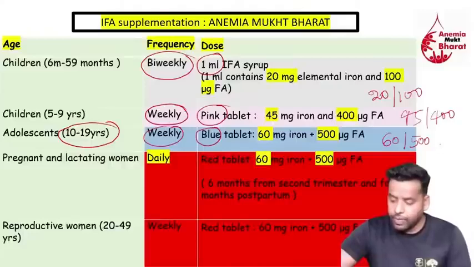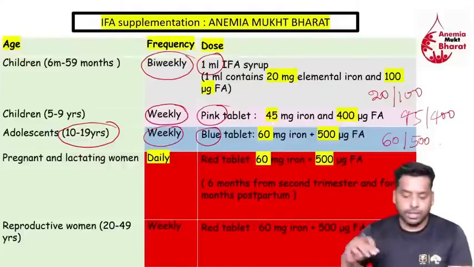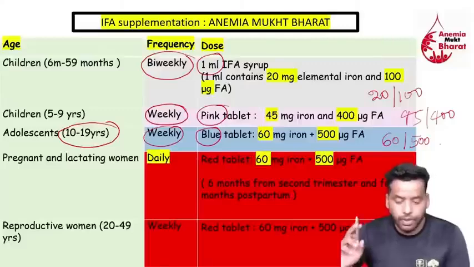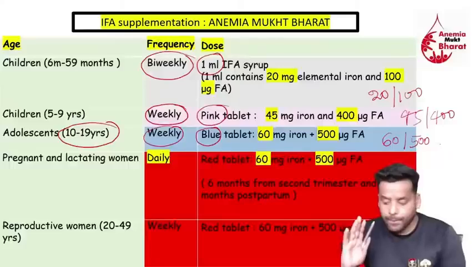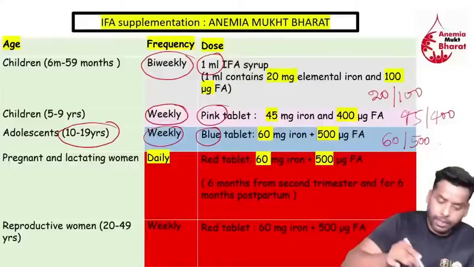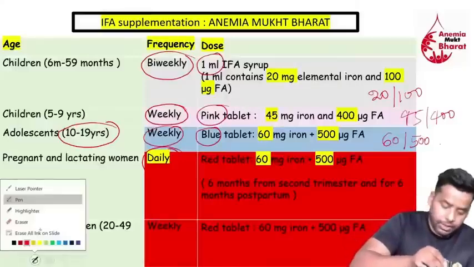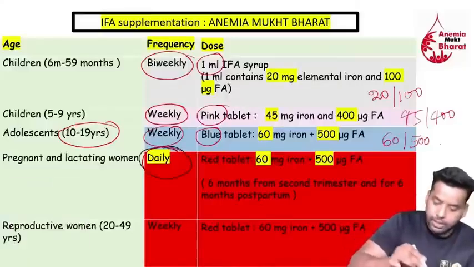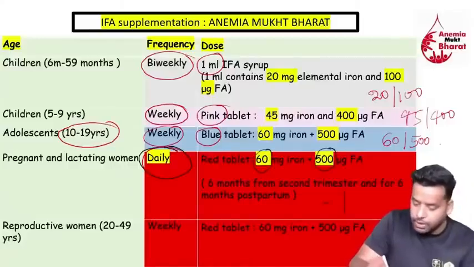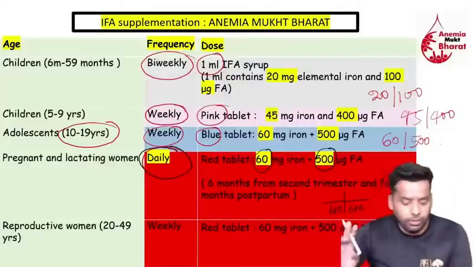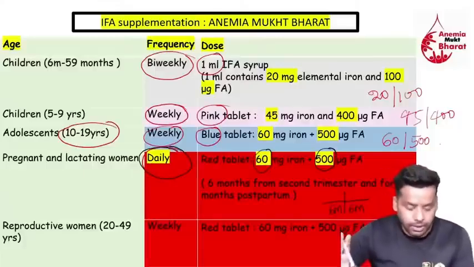WIFS. Weekly iron folic acid supplementation. 6500. Pregnancy, we give red color tablet. The dose is same. Only the color changes. 6 months during pregnancy, 6 months later, so during lactation also we give daily one red color tablet.